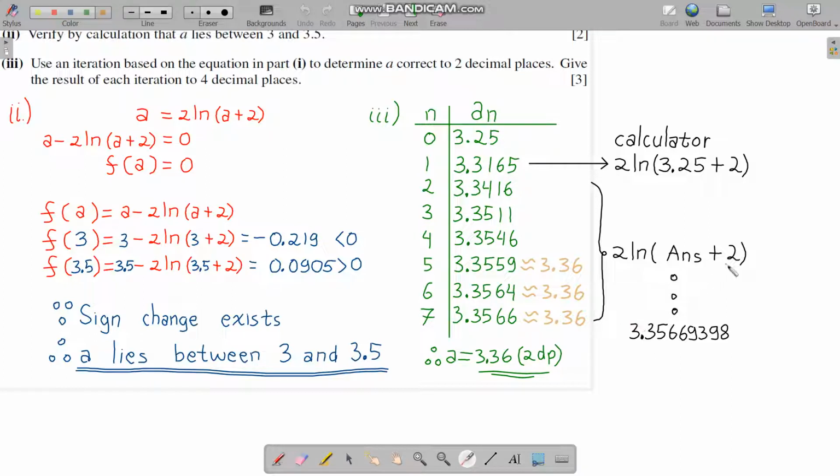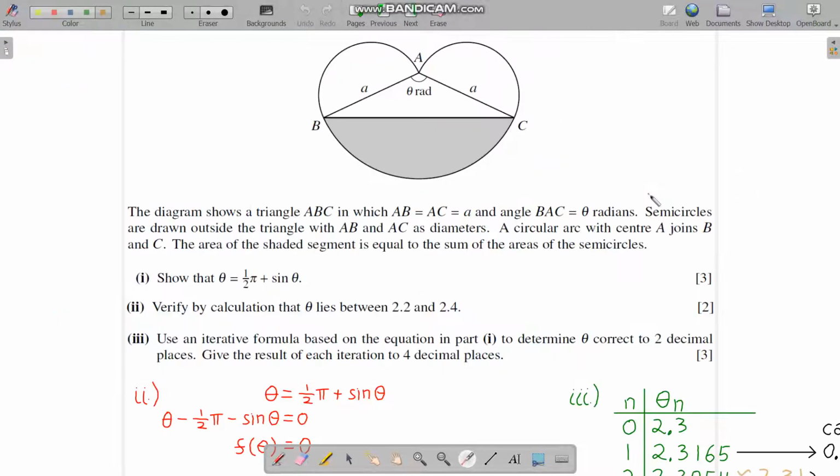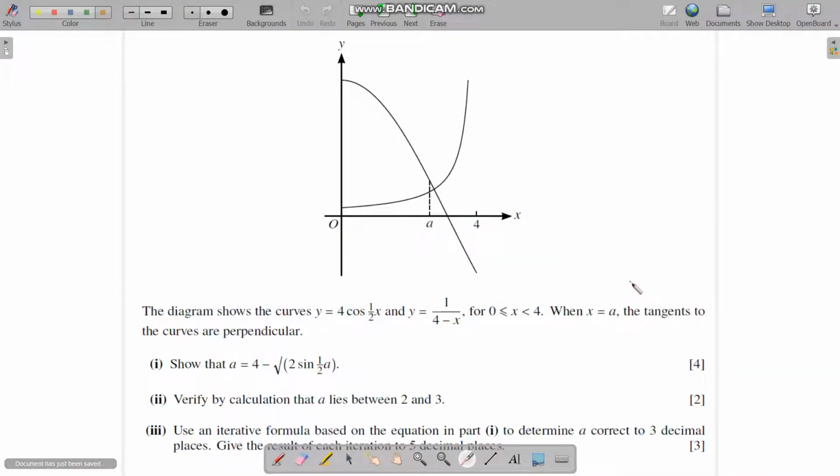And just to check, you can keep pressing the equal button in your calculator until the displayed number doesn't change, and you'll get this value. So this is just to make sure that the iteration converges and that you are not making a mistake. Maybe you use this value, which is like 3.35, and that's actually wrong, because the final value is 3.36 actually. Alright, for the next question you can just try on your own because it's similar.